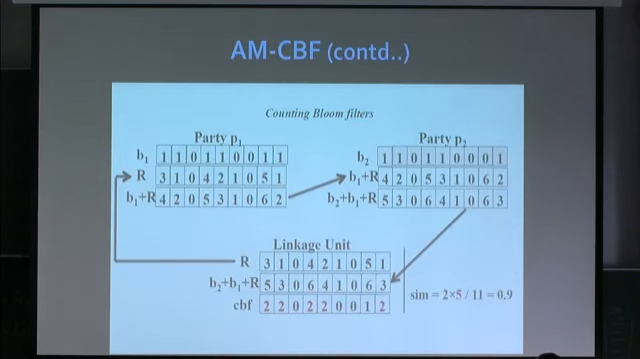So rather than sending Bloom filters to a linkage unit that can then calculate the similarity between Bloom filters, we can apply a secure summation protocol where the linkage unit provides a random vector to the first party, which can add its Bloom filter vector to the random vector and sends the sum vector to the second party, which then adds its Bloom filter vector with the sum vector and sends it back.